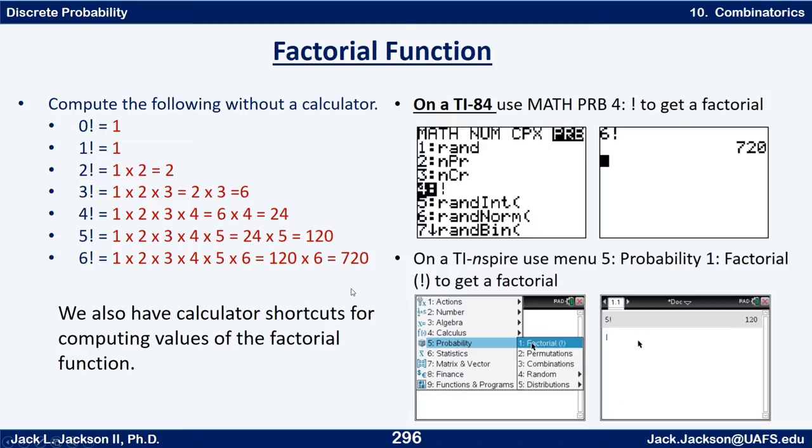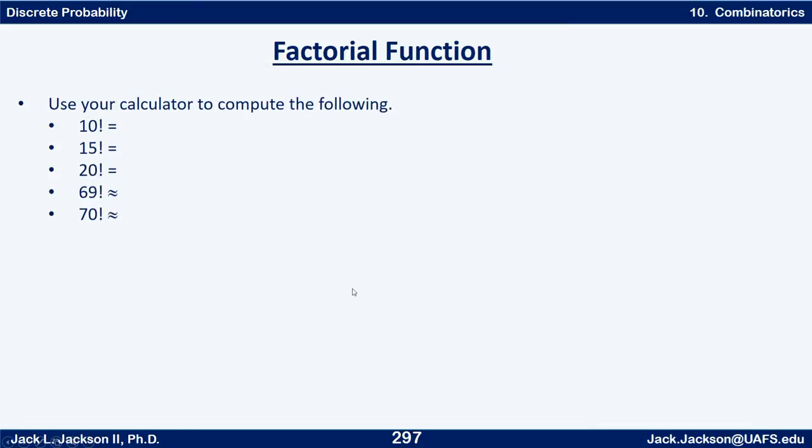Okay, so use your calculator now and figure out these values here. Instead of doing these by hand, use your calculator. Find 10 factorial, 15 factorial, 20 factorial, and at least approximately 69 factorial and 70 factorial. Go ahead and do this now. Press pause.